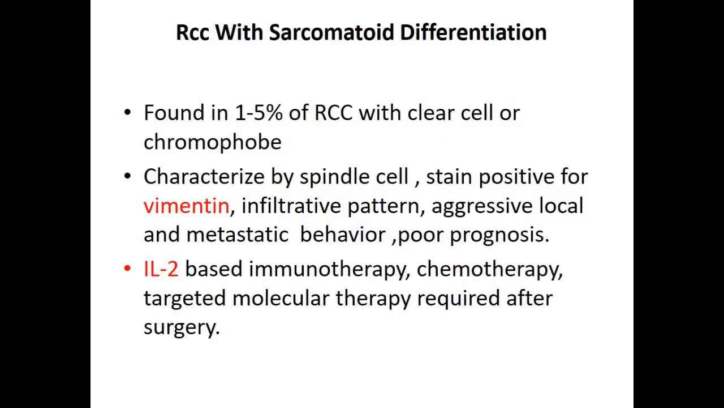Another variant is RCC with sarcomatoid differentiation, found in 1 to 5% of RCC with clear cell or chromophobe type, characterized by spindle cells that stain positive for vimentin, with infiltrative and metastatic behavior and a poor prognosis. IL-2 based immunotherapy, chemotherapy or targeted molecular therapy is required after the surgery.